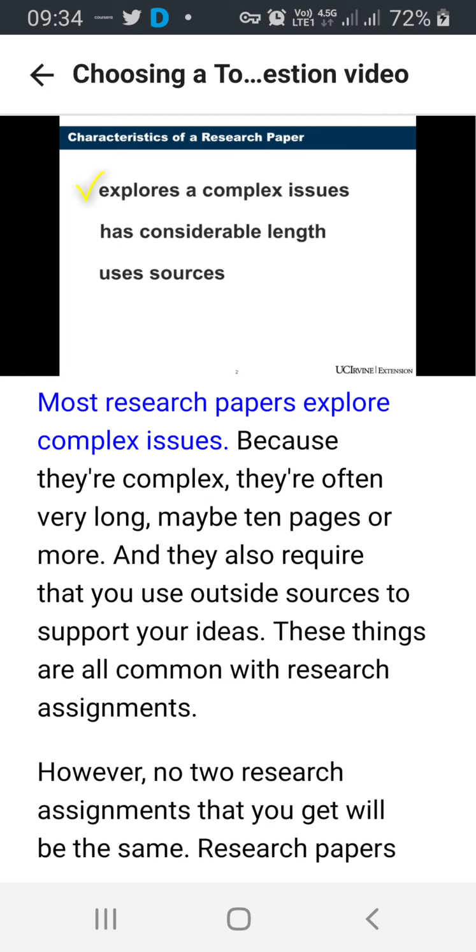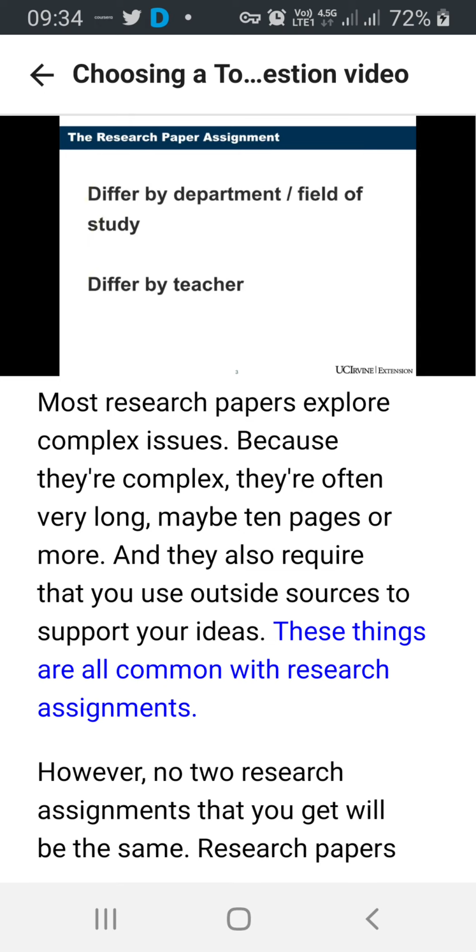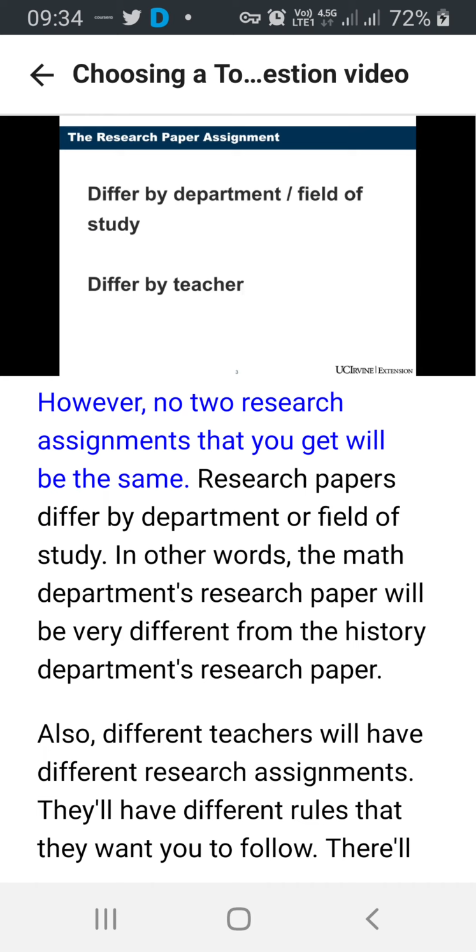Most research papers explore complex issues. Because they're complex, they're often very long, maybe 10 pages or more. And they also require that you use outside sources to support your ideas. These things are all common with research assignments. However, no two research assignments that you get will be the same.